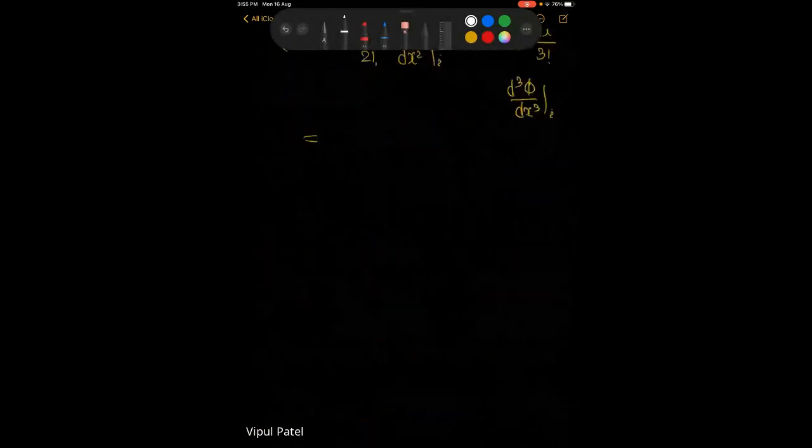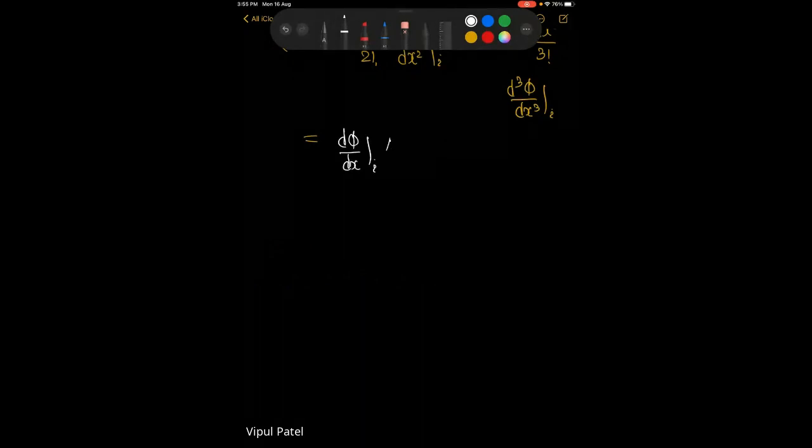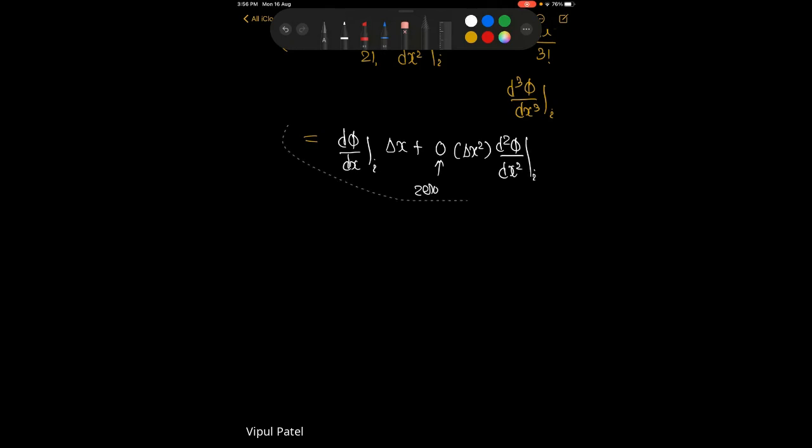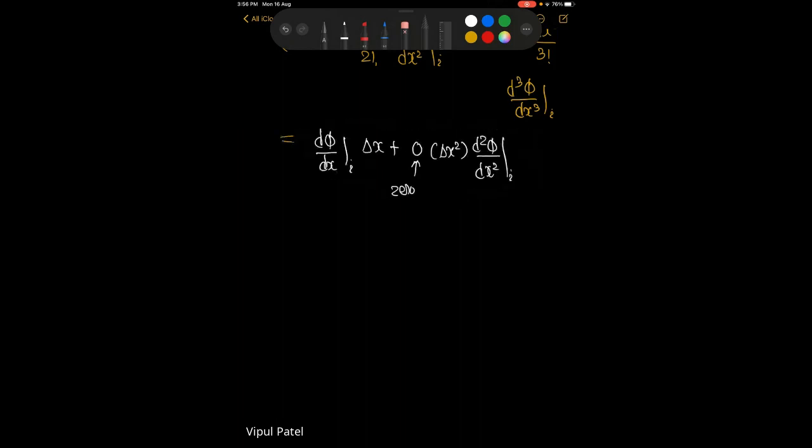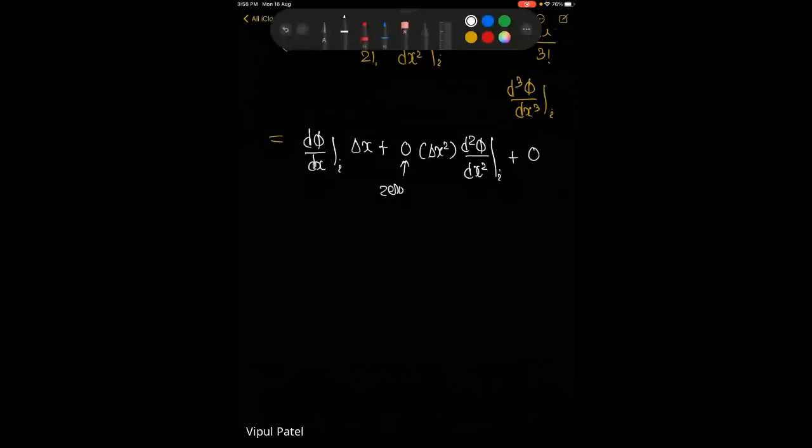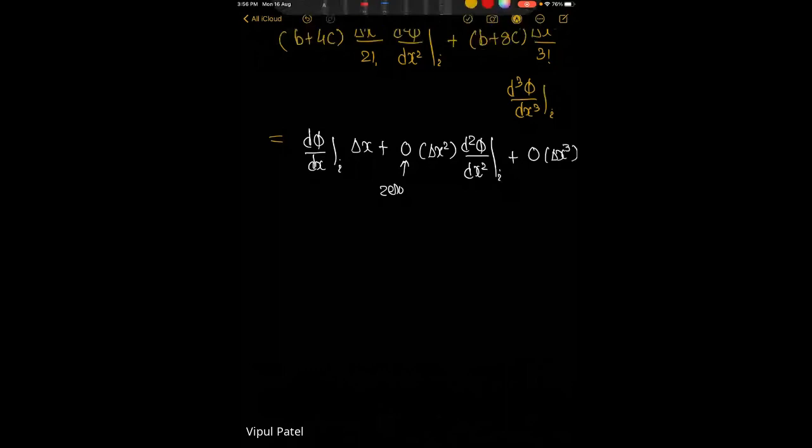So on the right hand side you have d phi by dx at any node I into delta x plus 0, so this is actually 0, into delta x square into d square phi by dx square at any node I, and let us create some space for the last term. And finally you have order of accuracy, which is second. This is third order, right? So this is order of accuracy.